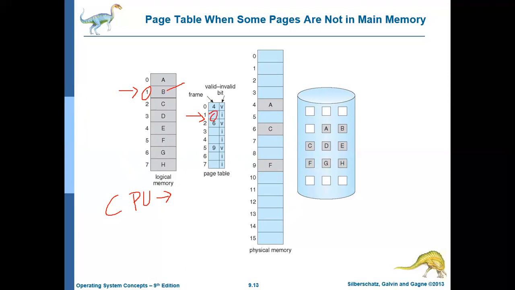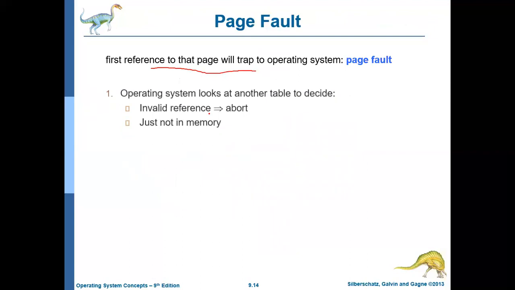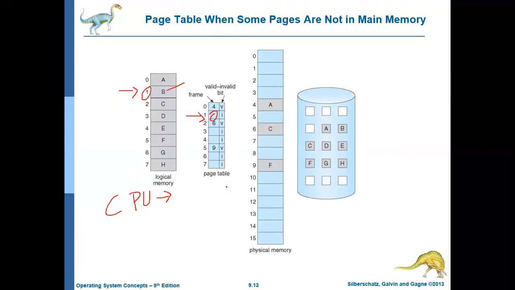Whenever there is a page fault, it will create a trap. This particular logical address 1 is not available in the page table. How do we know it is not available? Because the valid invalid bit is I. So it creates a page fault. The page fault is nothing but a trap to the CPU. A trap is a hardware interrupt.